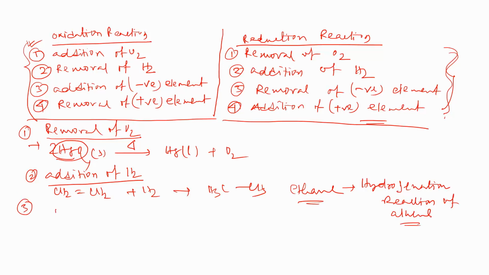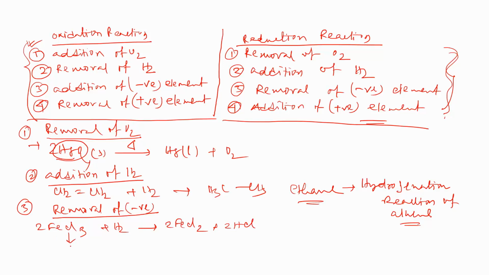Third is removal of an electronegative element. In this metal salt, chlorine is the electronegative element. So it is being removed from this metal salt and it is forming FeCl2 and HCl. So one electronegative element is being removed from FeCl3. So it is one type of reduction reaction.